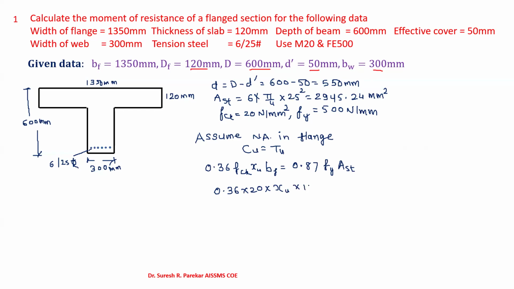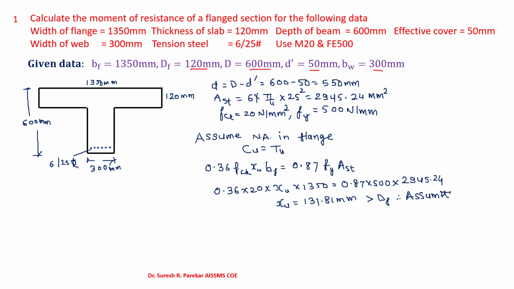xu bf, bf is 1350, which is equal to 0.87 fy, fy is 500, and Ast is given 2945.24. And if we calculate, we will get the value of xu. I have calculated 131.81 millimeter. So this value is greater than depth of flange, and therefore the assumption is wrong.